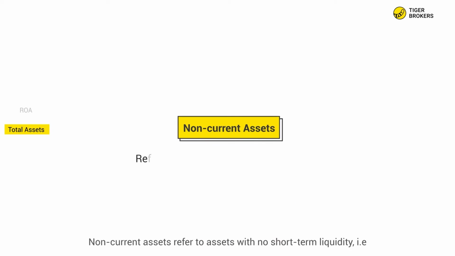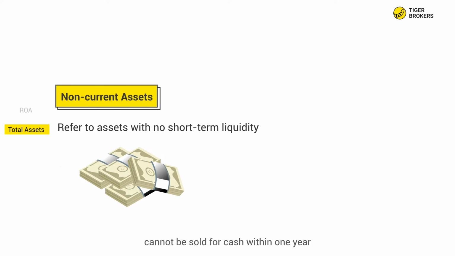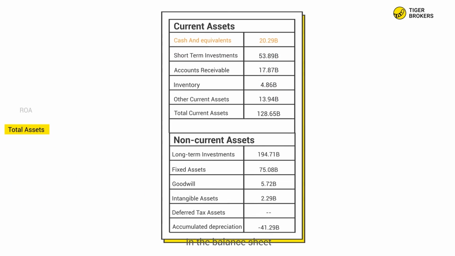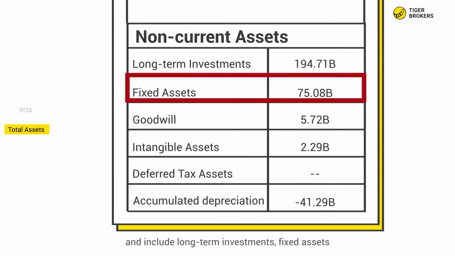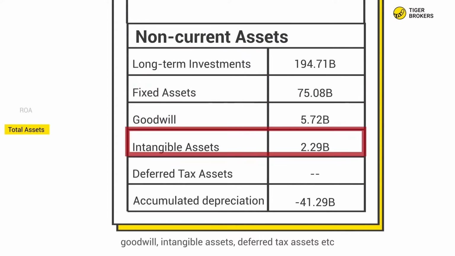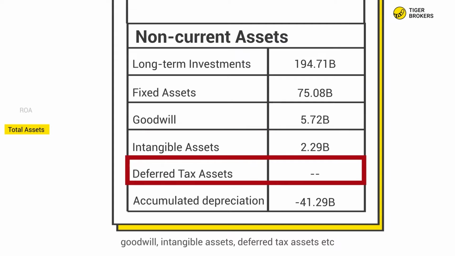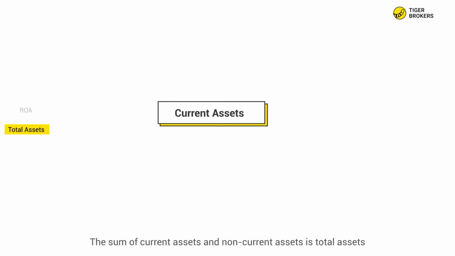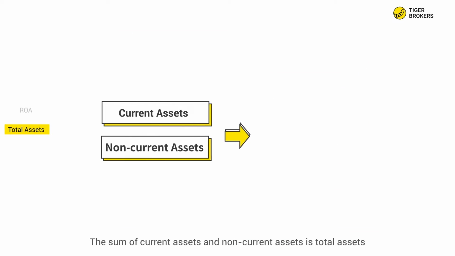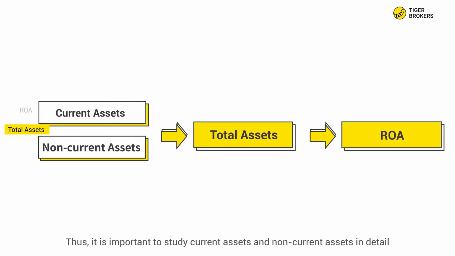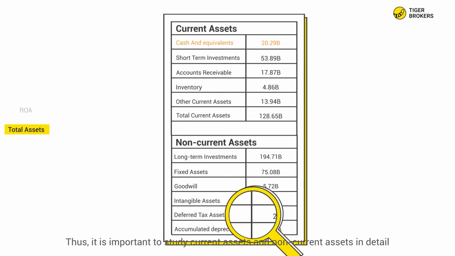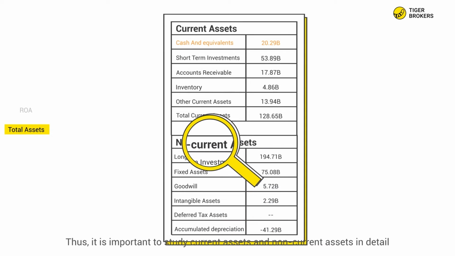Non-current assets refer to assets with no short-term liquidity that cannot be sold for cash within 1 year. In the balance sheet, non-current assets are booked after current assets and include long-term investments, fixed assets, goodwill, intangible assets, deferred tax assets, etc. The sum of current assets and non-current assets is total assets, which is the denominator of ROA. Thus, it is important to study current assets and non-current assets in detail.